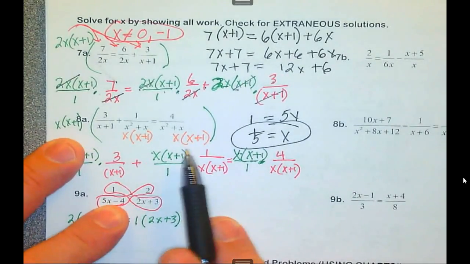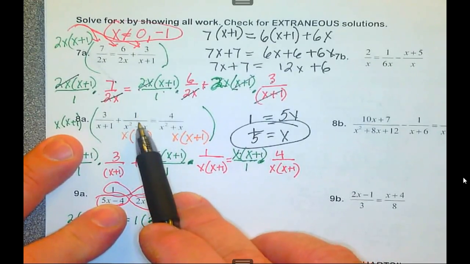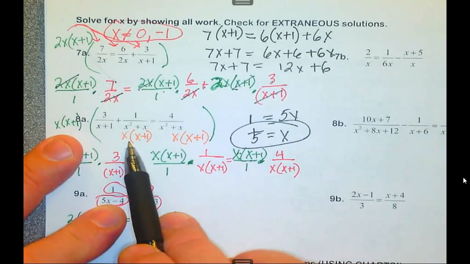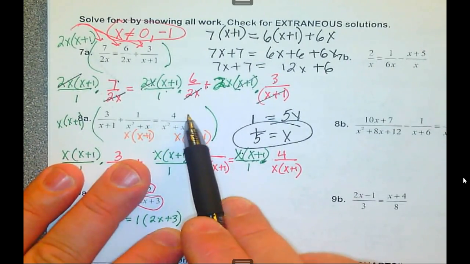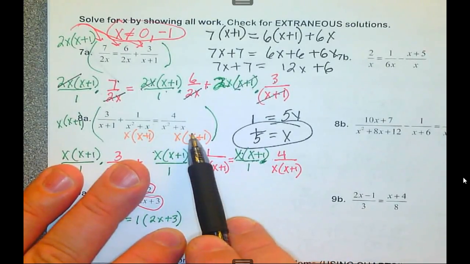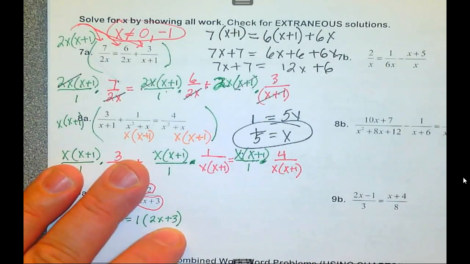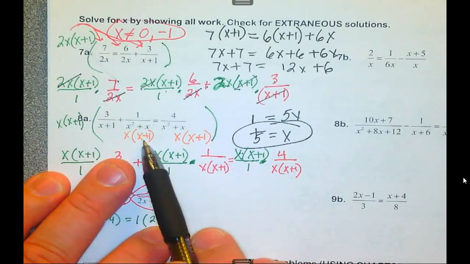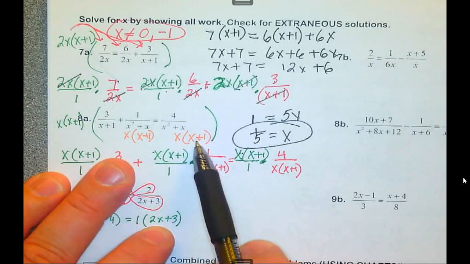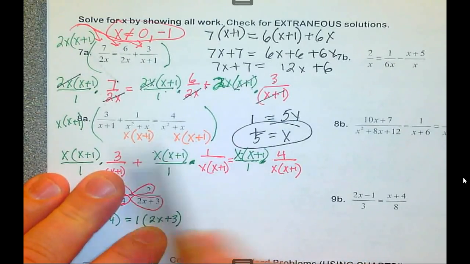All right, 8a. I have 3 over x plus 1 plus 1 over x squared plus x, that can be factored to x times x plus 1, equals 4 over x squared plus x, which can be factored to x times x plus 1. So what's my common multiple here? Well, here's an x plus 1, here's an x and an x plus 1, an x and an x plus 1. So I have to have at least x plus 1 and an x.